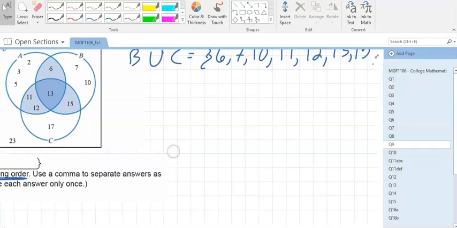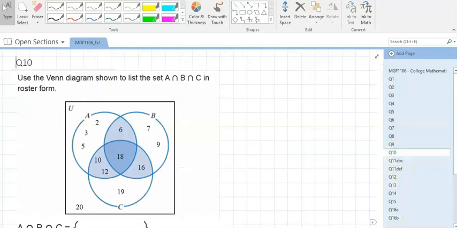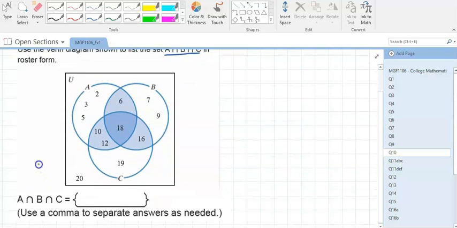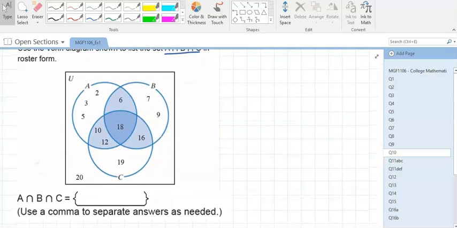All right. Number 10. Okay, number 10, again, they've given you the entire Venn diagram. All you got to do is answer this question right here. So they want the intersection of all three. So what do all three have in common? 18. Right there. That's the intersection. That's what goes in there.